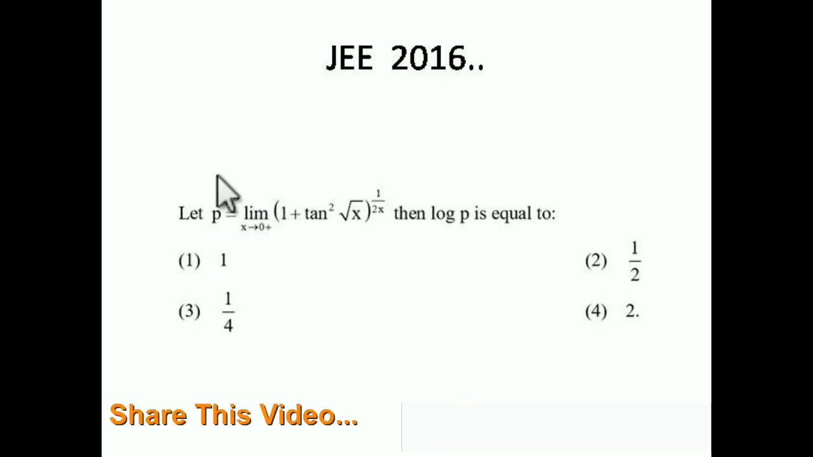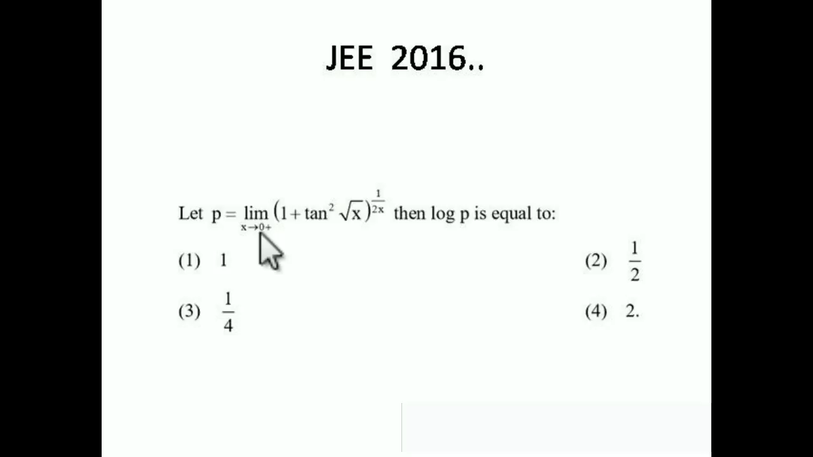So here is the first question asked in JEE 2016. Let p be equal to limit x tends to 0 plus, please see this plus sign, of (1 + 10√x)^(1/2x), then log p is equal to? Okay, so what we have to do? First we have to check what type of form is going to be generated. So let's put 0 here.